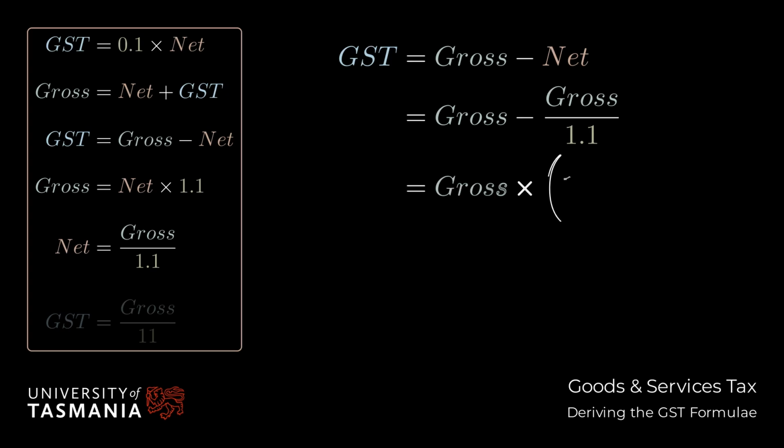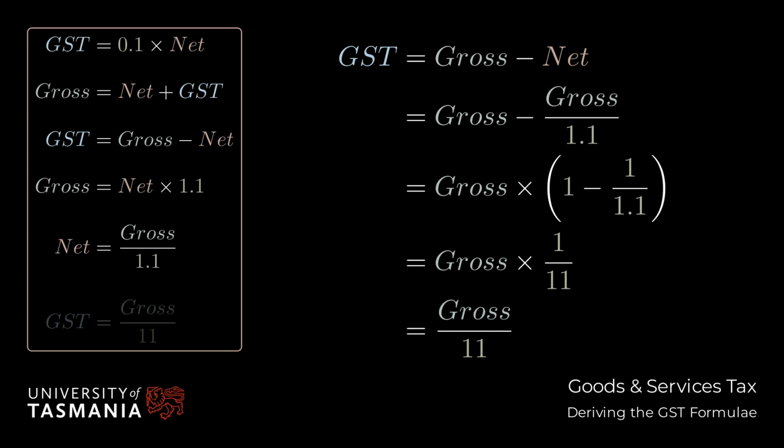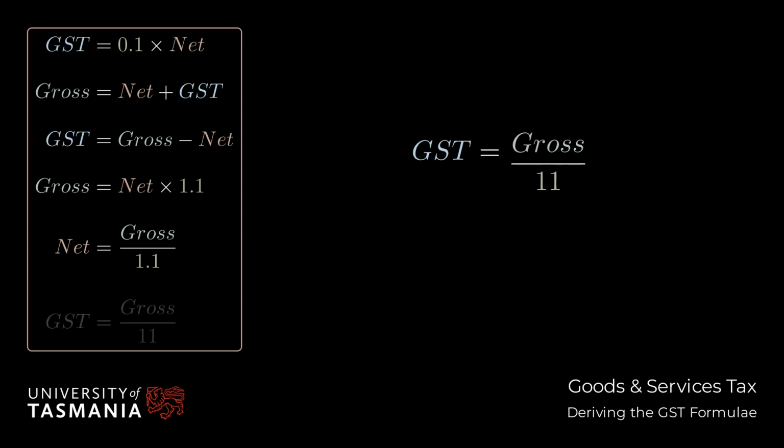Factoring out gross, we have GST equals gross multiplied by 1 minus 1 over 1.1. This simplifies to GST equals gross multiplied by 1 over 11. In other words, GST equals gross divided by 11.